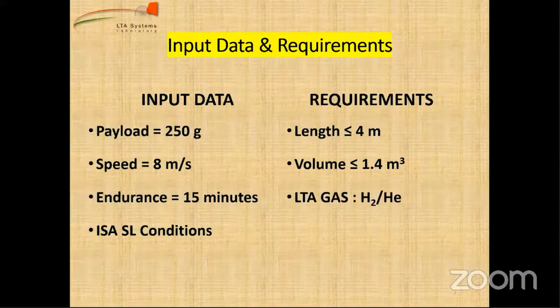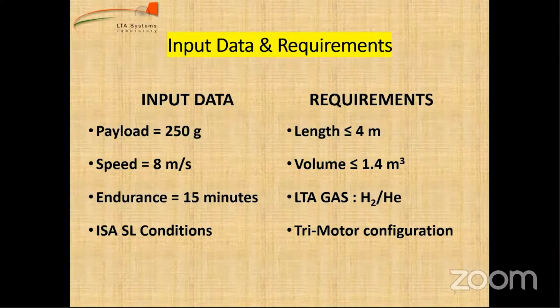LTA gas should be hydrogen and helium both, and tri-motor configuration. So tri-motor, can anyone tell me why we are using tri-motor? I think this was covered yesterday. If your memory is fresh, you can tell me why tri-motor configuration is used. Sir, one for lift, one for thrust, and the third one for the turning motion. Lift is not the correct word. Can you say a better term?